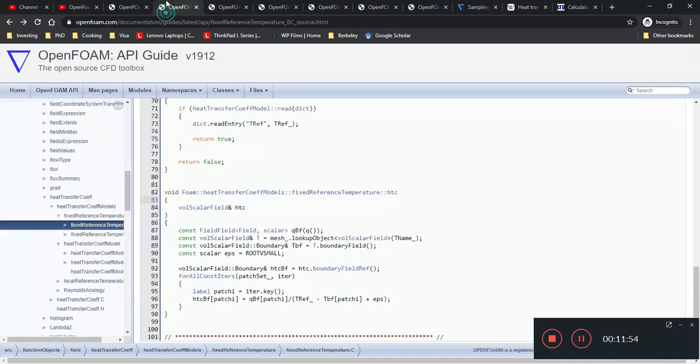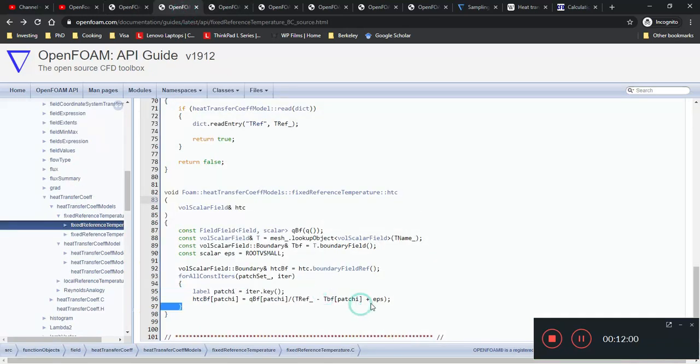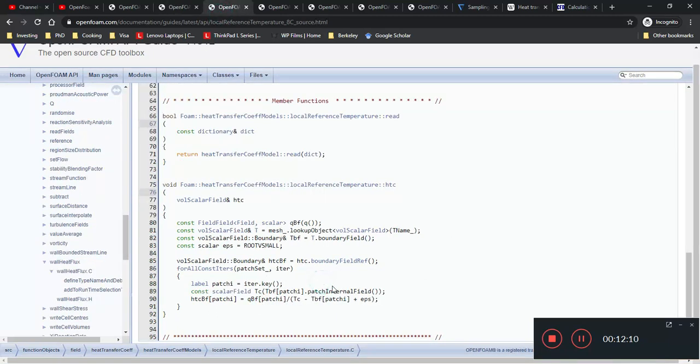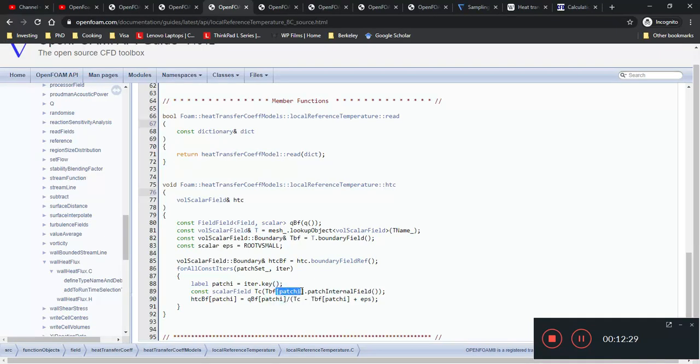If you're confused by the documentation, the best is always to go to the code and check out what they're calculating. BF means the boundary field, which means it's the surface, and if it's the internal field, as you can see here for the local reference temperature, it is the local internal temperature of the cell closest to the surface. So how do I know it's closest to the surface? You take a look at this, patch I.